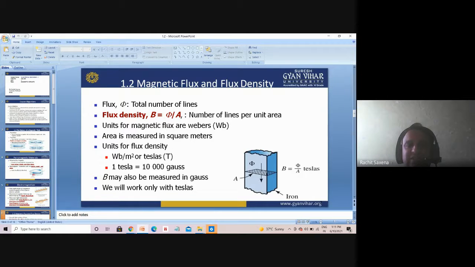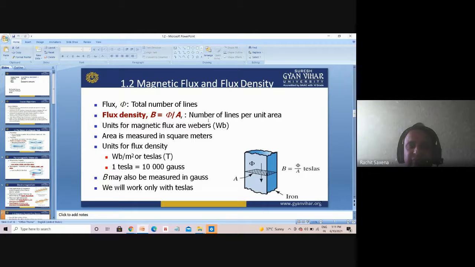Now, what is flux density? Phi by A. Phi is the flux, and A is the area. So the number of flux lines per unit area is known as flux density. The unit of flux is the Weber, and if more than one, Webers. Area is measured in square meters. The unit for flux density we can say is Weber per meter square.